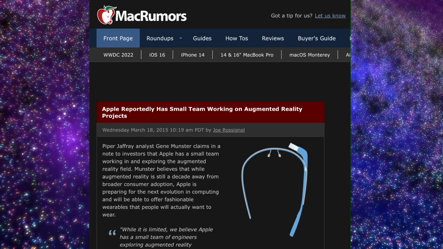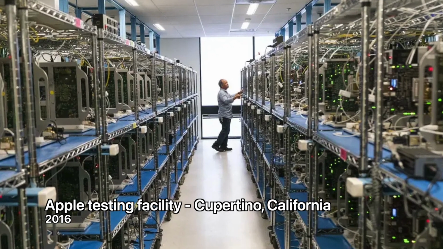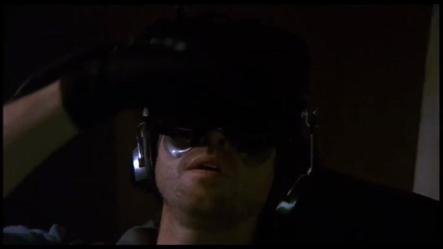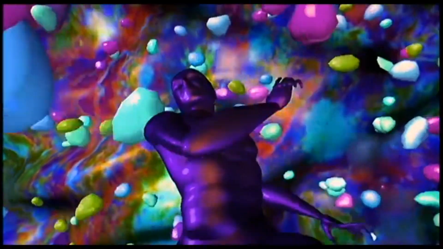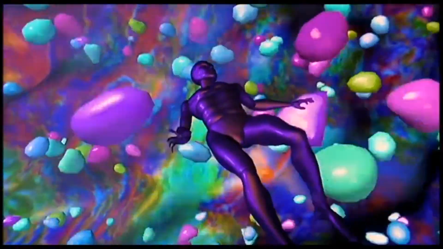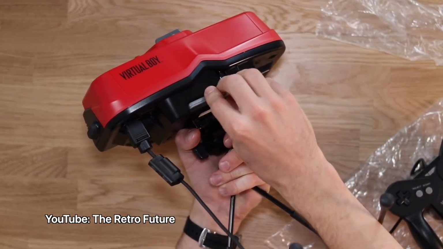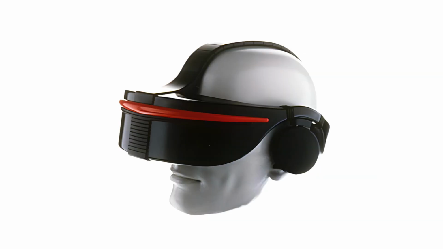Whilst leaks about Apple's XR aspirations have been relatively recent, it has in fact secretly been researching these technologies for over 25 years. It was in the early 90s that the concept of a head-mounted device to enter virtual worlds reached wider public awareness, in part because of high-profile movies including The Lawnmower Man, Strange Days, and Johnny Mnemonic, and early VR devices including the Nintendo Virtual Boy and Sega VR-1.